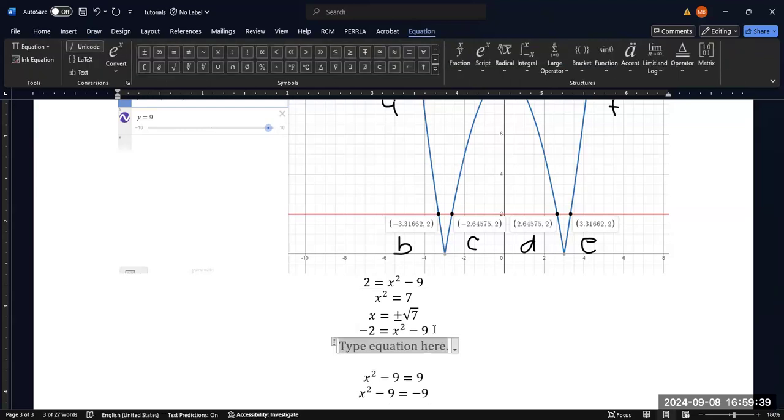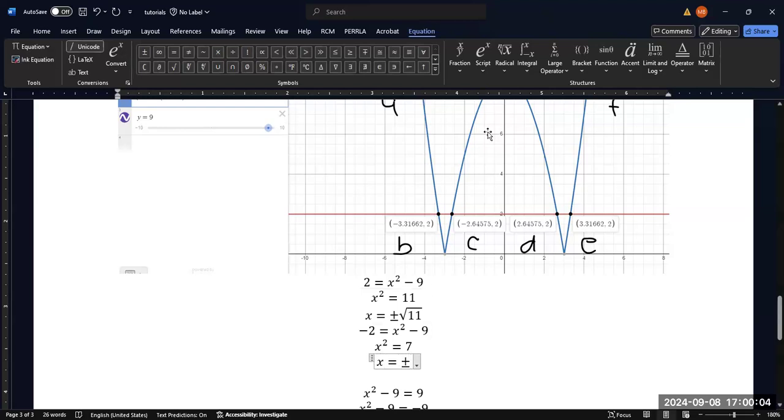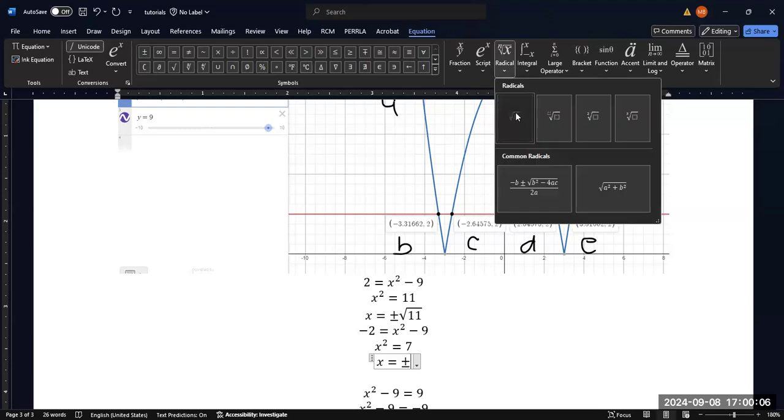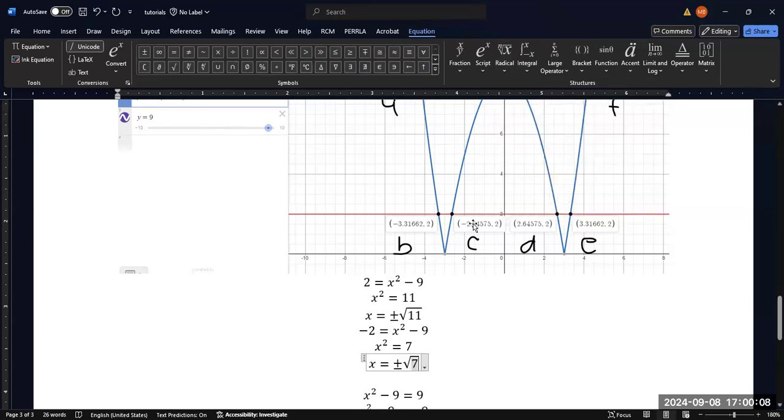In this case, if I add 9, actually this should be 11, because it's 2 plus 9. And then here it's -2 plus 9, which is going to give me x squared is equal to 7. Jumping the gun a little bit. Plus and minus the square root of 7. So that's going to be these two inner values.